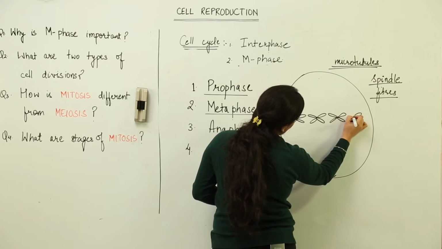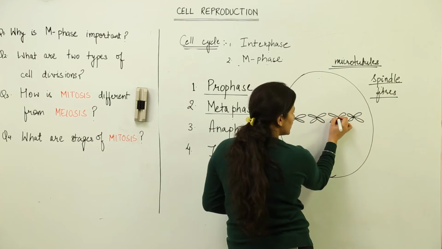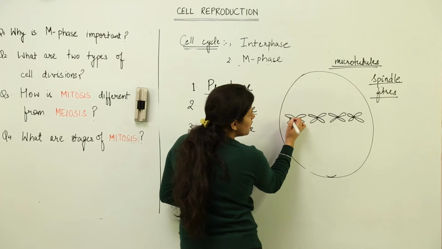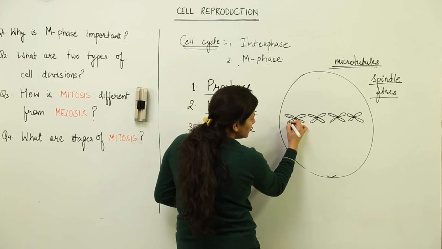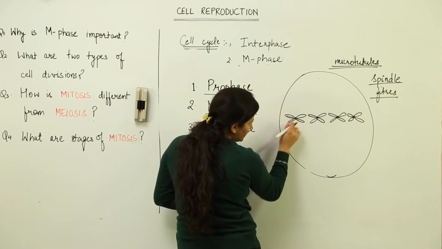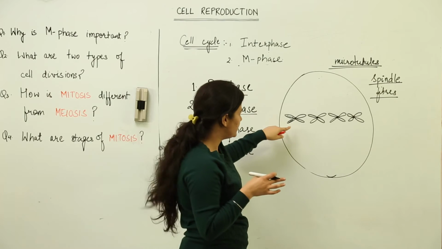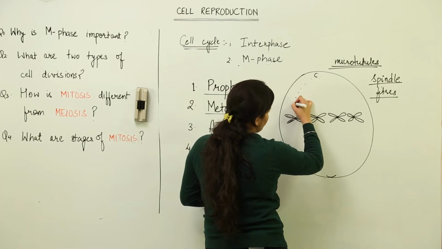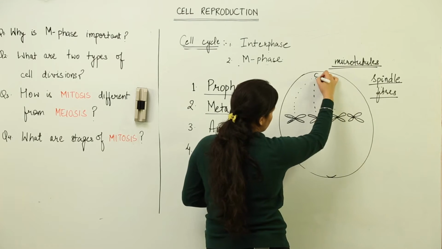This is just for understanding purpose I am making it. This is the centromere in each case where the chromosome is present. These are the sister chromatids. One has this coding, so the other would have similar DNA content, because the other sister chromatid has nothing else but the duplicated DNA content. Centrioles have their spindle fibers coming like this.